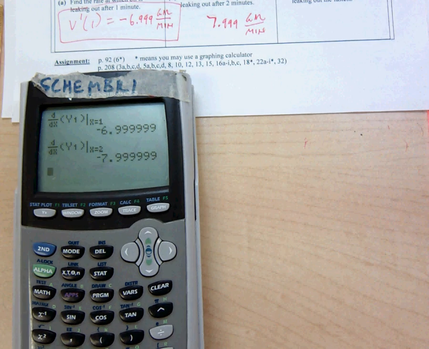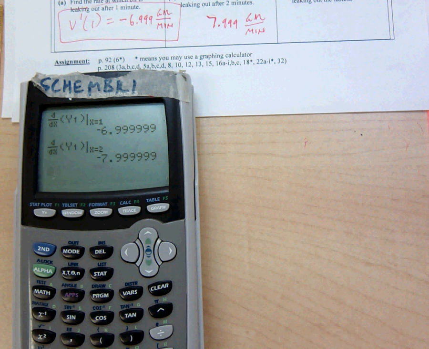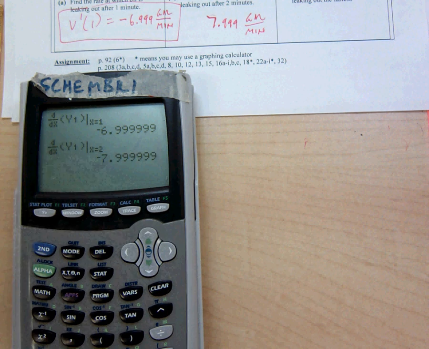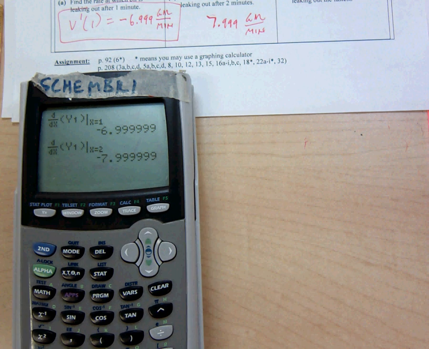Okay, I really don't need the negative because I'm already saying it's leaking out at that rate, right? If I said at what rate is the volume changing, then you would need to keep the negative. Does that make sense? Yes?